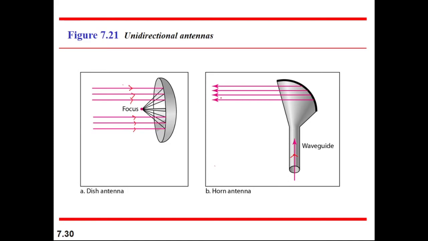And here also, the horn antenna is a unidirectional antenna, so the signal can pass in a single direction. This is the waveguide, the signal is passing through this antenna, and it can be provided to a particular location, a particular direction. So this type of antenna we can use for microwave communications.